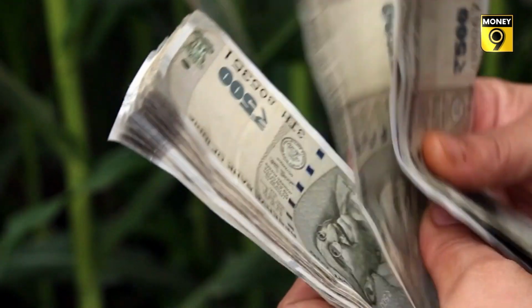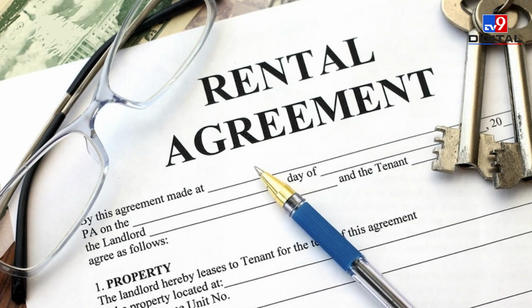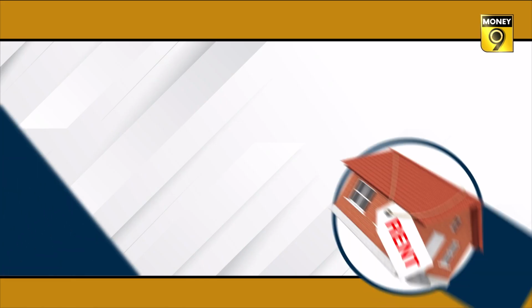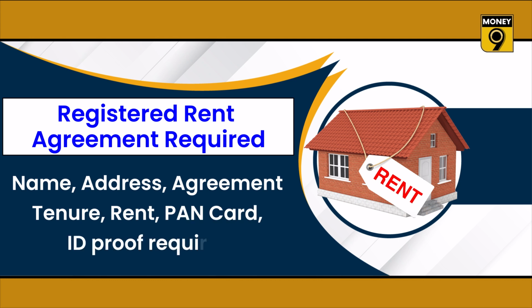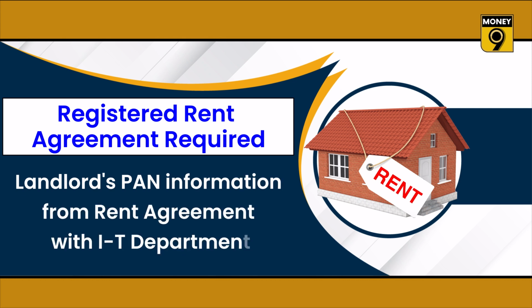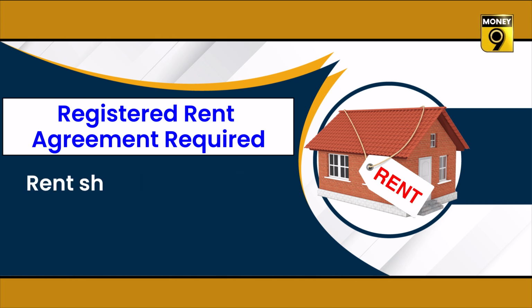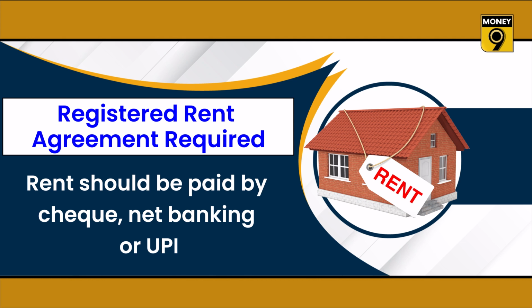Many a times, landlords refuse to give PAN number or insist on taking rent in cash. In this case, registered rent agreement can help. Registration of rent agreement requires name of the landlord and tenant, address, period of agreement, amount of rent, ID proof including PAN card. As soon as the rent agreement is used to claim the HRA, the information about the landlord's PAN will reach the income tax department. Apart from this, the employee should pay the rent by check, net banking or UPI instead of cash.